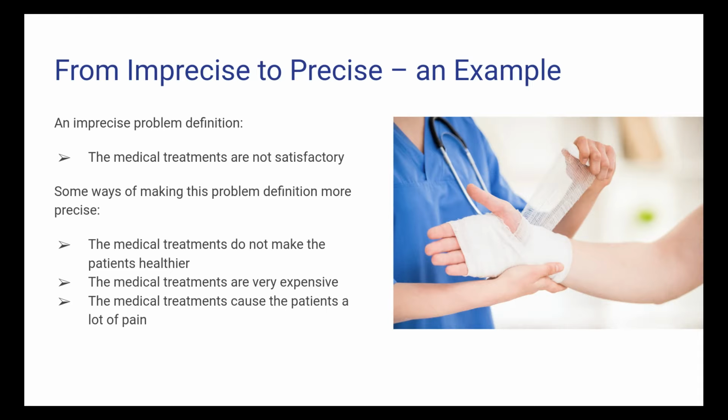Here are a few ways in which the problem definition can be made more precise. The medical treatments don't make the patients healthier, so the treatments don't succeed in fulfilling their goals. Or the medical treatments are very expensive, so a lot of resources are required in order to carry out the treatments. Or the medical treatments cause the patients a lot of pain, so there are undesirable side effects. These are some ways in which we can make this problem definition more precise, and certainly there are many other different ways of doing so.